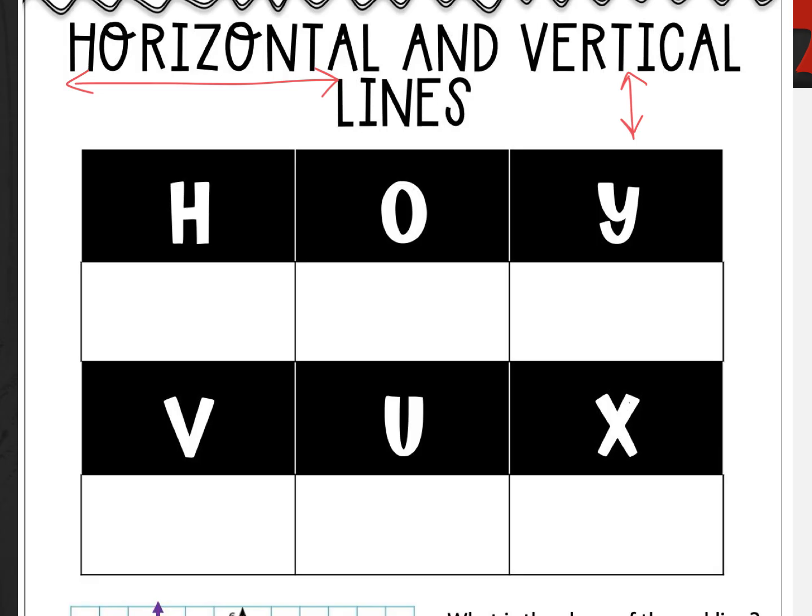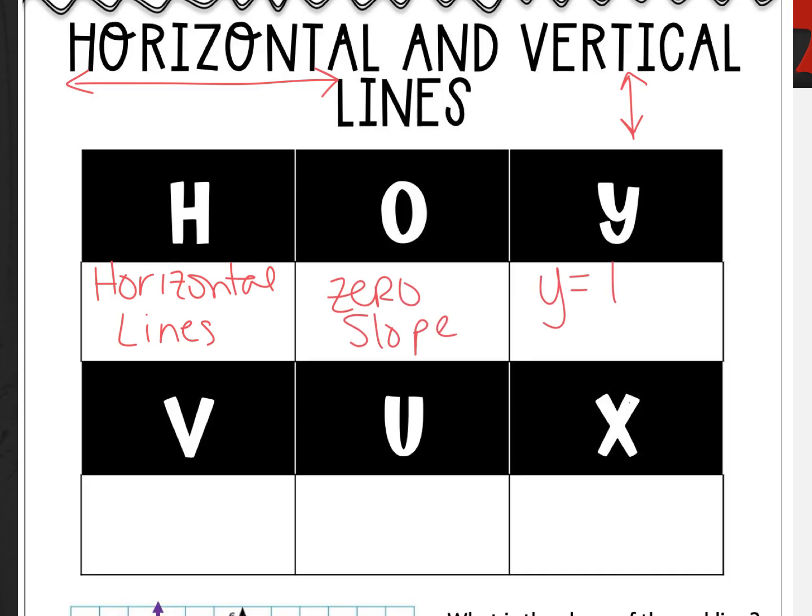So H is for, here's your trick, horizontal lines have 0 slope. And the equation is going to be a y equals a number equation. So this is going to be just like a little shortcut for you to remember.